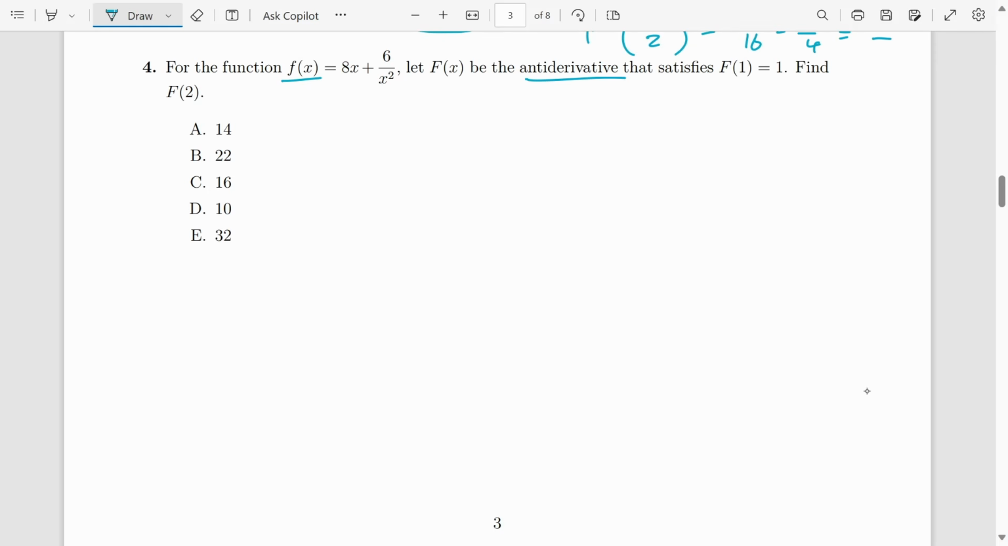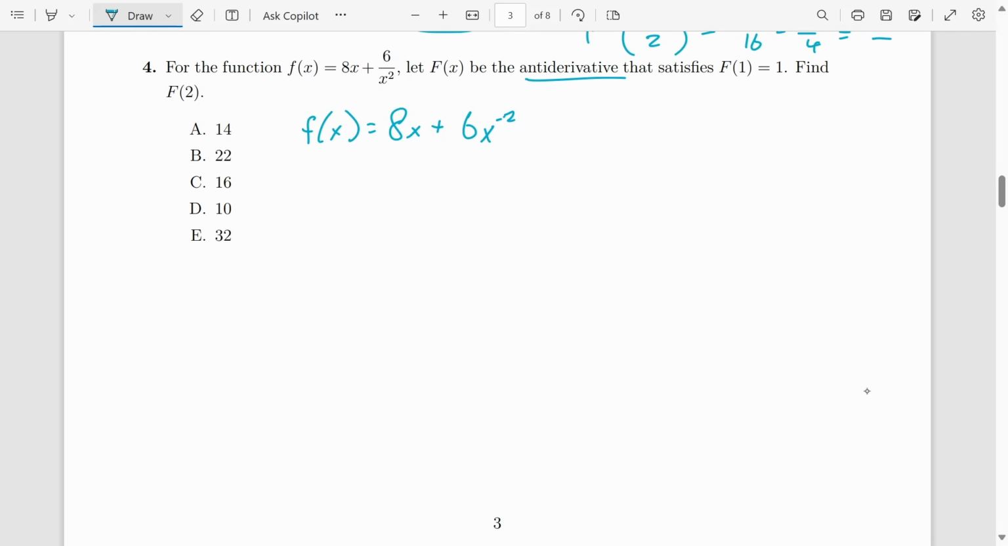We need to, so instead of taking the power and moving it out front, we need to go the other way around and increase the power by 1 and then take it out of the coefficient. So let's try to do that. If we have our little f of x, that's going to be 8x plus, let me put this in a bit easier form that'll let us find this integral a bit easier, plus 6 times x to the -2 power.